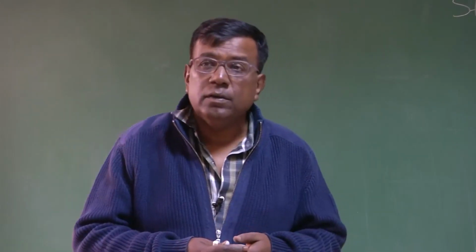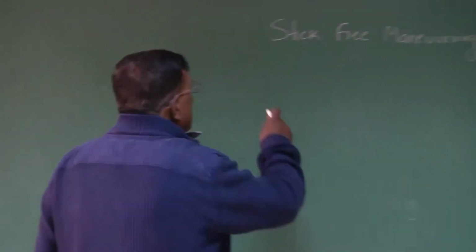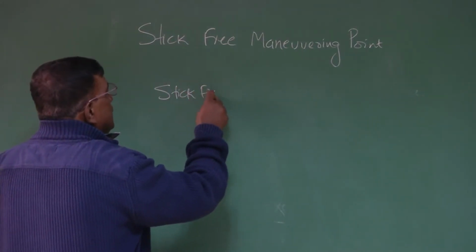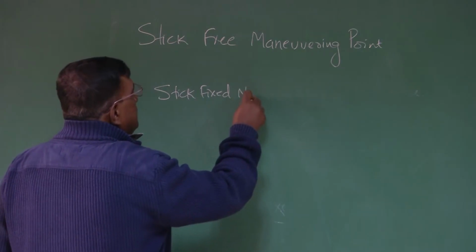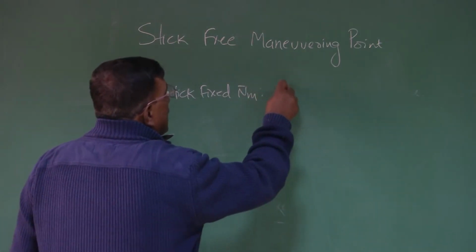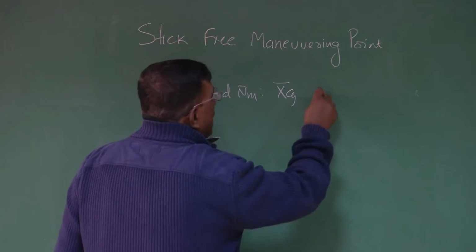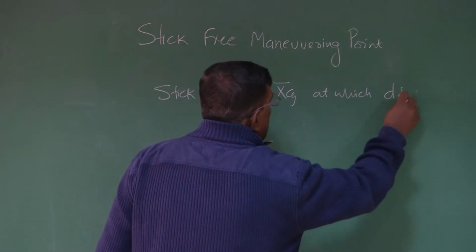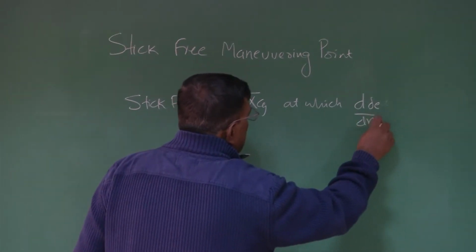What was stick-fixed neutral point? What was the condition? For stick-fixed, which we did earlier, stick-fixed neutral point, NM bar, was defined as XCG location at which d delta E by dn is equal to 0.